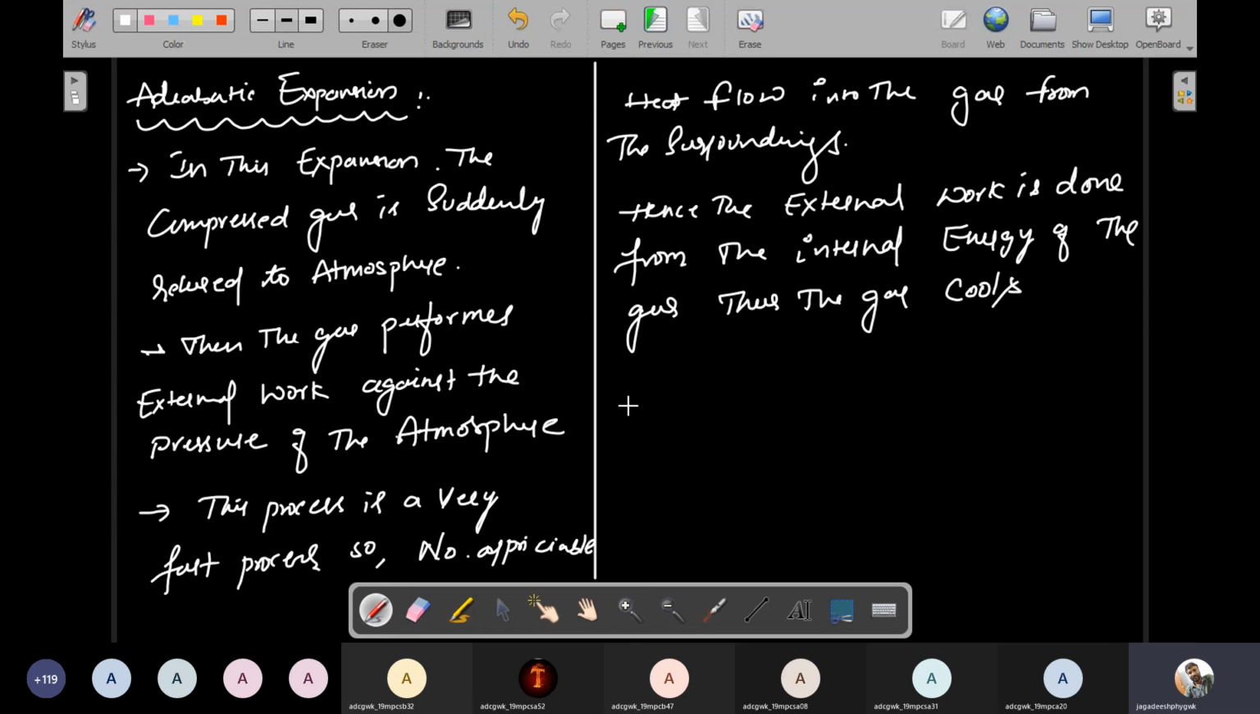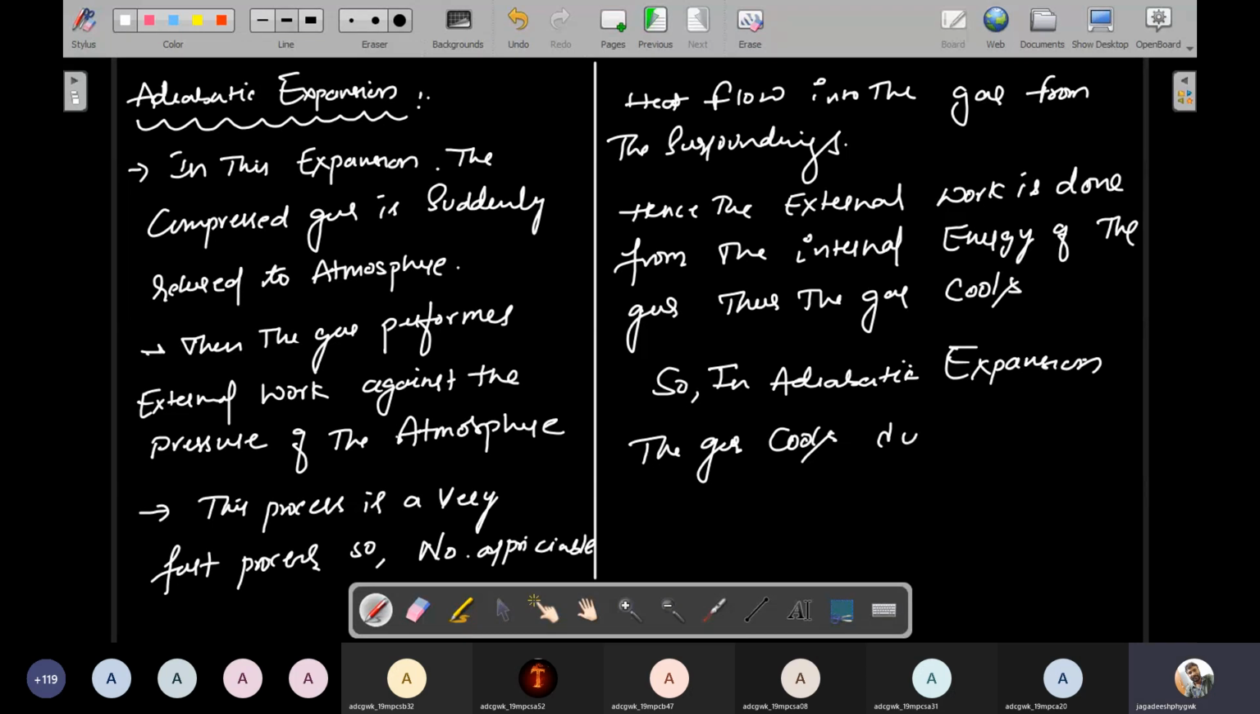So finally we concluded that in adiabatic expansion, the gas cools due to external work only. Okay, so this is about adiabatic expansion. Please note everybody.